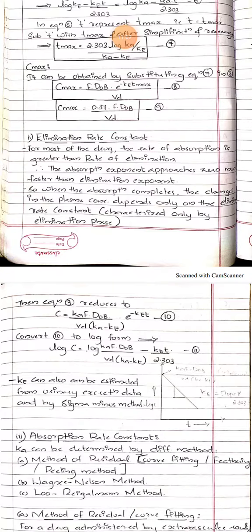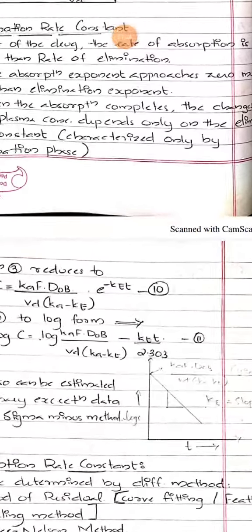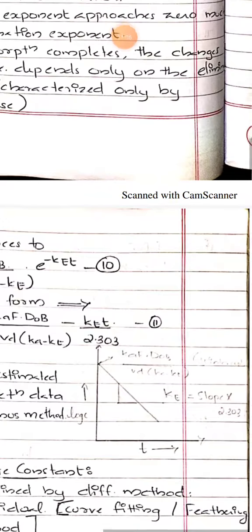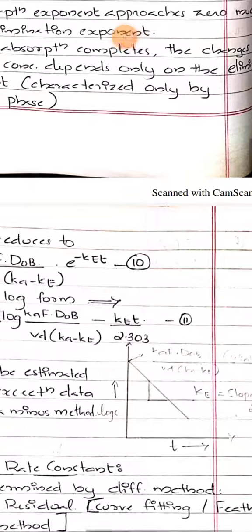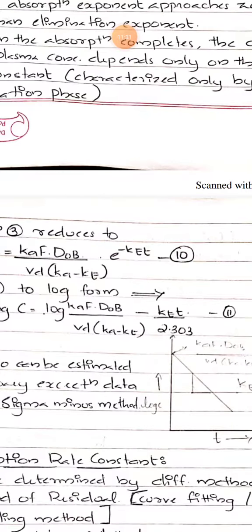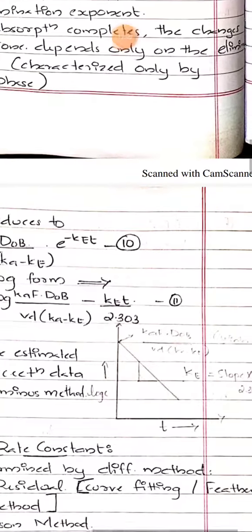So you can plot a logarithmic graph, taking log C versus time, with log C on the y-axis and t on the x-axis. You will get a straight line, and from the slope you can find out Ke, that is Ke = slope × 2.303. The y-intercept will be the remaining part of the equation, that is Ka × F × D0B / (Vd × (Ka − Ke)).